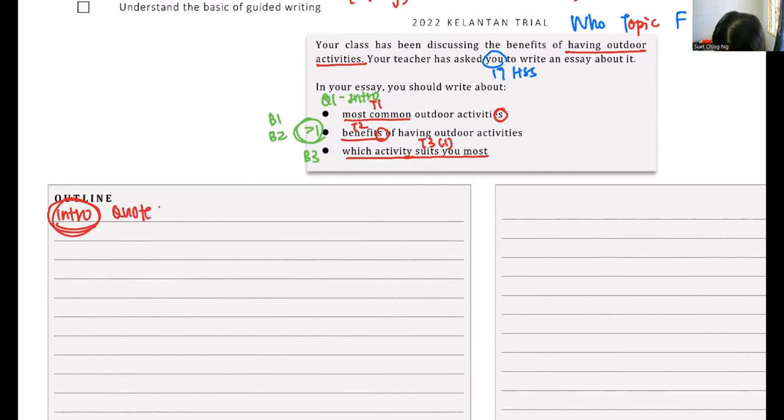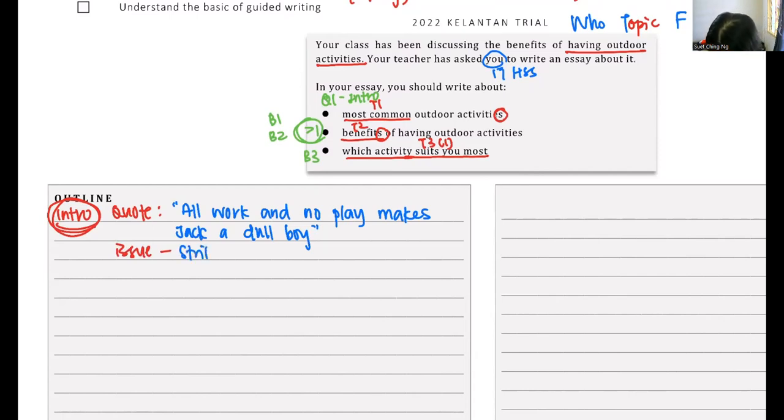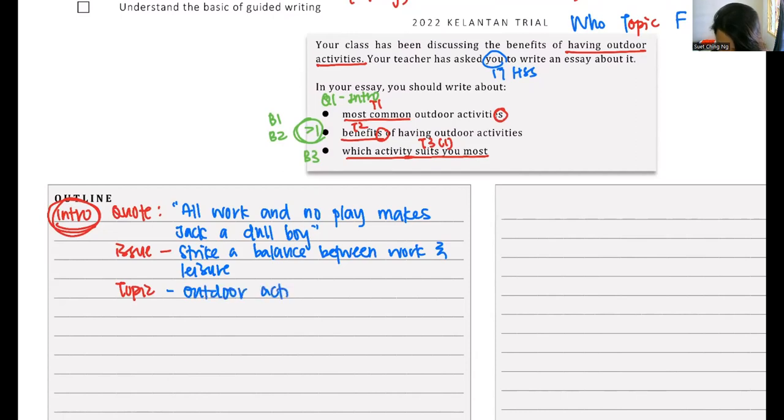starting with a quote, all work and no play, do we know this one? Makes Jack a dull boy. So my issue is, it is important to strike a balance between work and leisure. So one of the things that you can do is the topic of the day, outdoor activities.